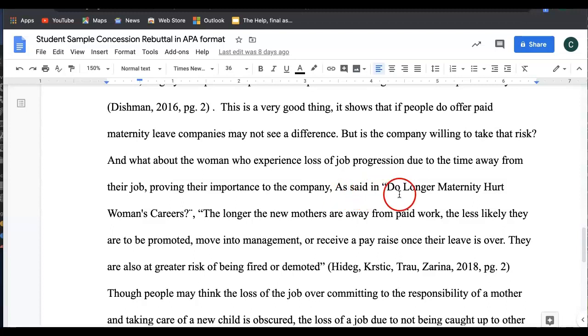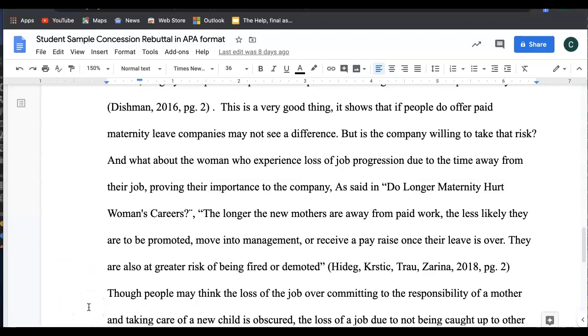As said in Do Longer Maternity Leaves Hurt Women's Careers, the longer the new mothers are away from paid work, the less likely they are to be promoted, move into management, or receive a pay raise once their leave is over. They are also at greater risk of being fired or demoted. So we have our text-based evidence that's quoted from a credible source that supports the claim.